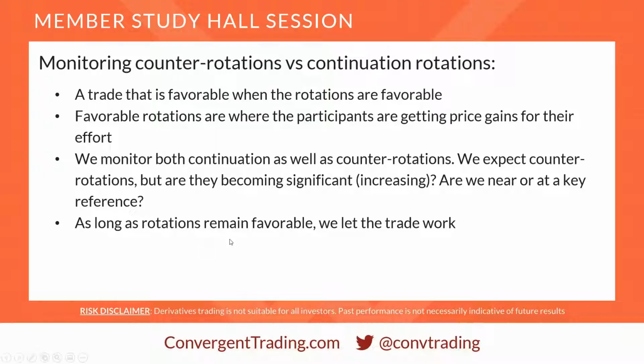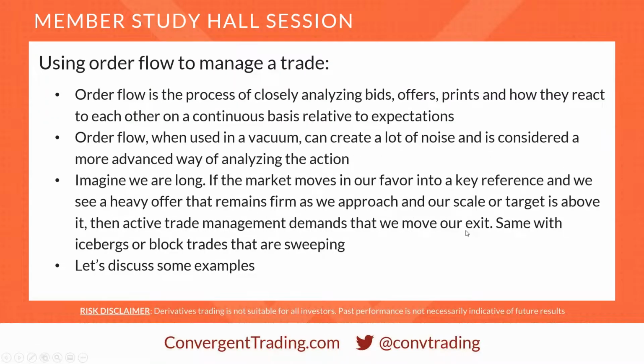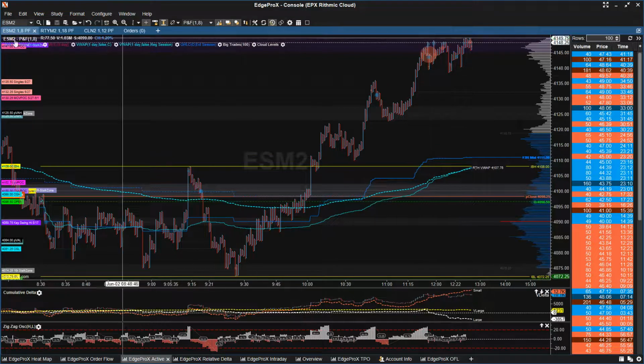As long as rotations remain favorable, we let the trade work. That's the basis of active trade management: using order flow to manage a trade. So, order flow is the process of closely analyzing bids, offers, prints, right? Let's look at the DOM here.